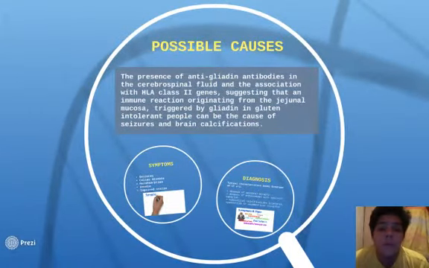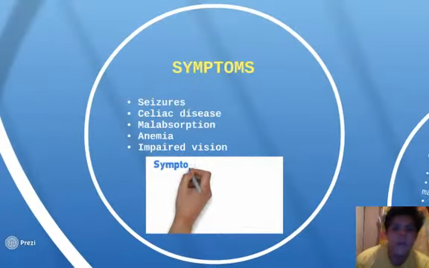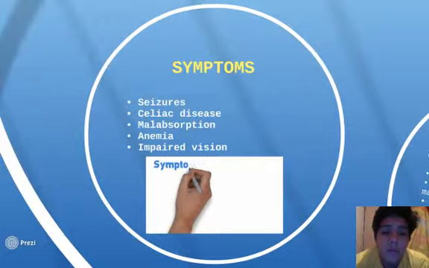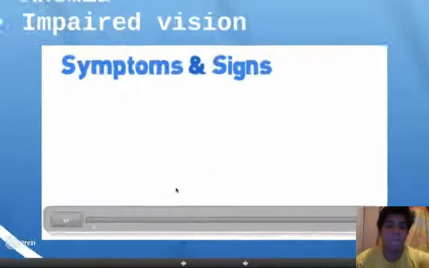Possible cause: the presence of anti-gluten antibodies in the cerebrospinal fluid and the association with the HLA class II genes suggesting that an immune reaction originating from the jejunal mucosa triggered bleeding in gluten-intolerant people can be cause of seizures and brain calcification. Symptoms: seizures, celiac disease, malabsorption, anemia, impaired vision. Doesn't mean you don't have celiac disease.